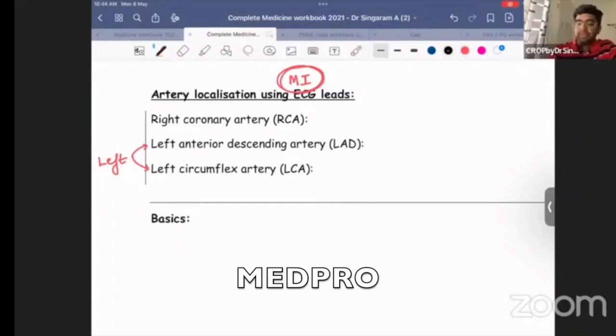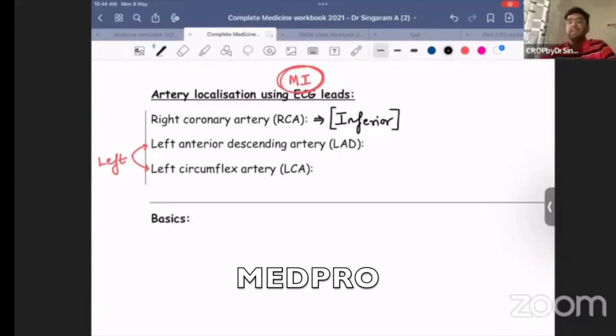So can I put it like this? The right coronary artery is related to the inferior area of the heart, and if it is occluded, what do we call that? We call it inferior wall MI. So for the right coronary artery, the localization is related to problems of the inferior part of the heart.